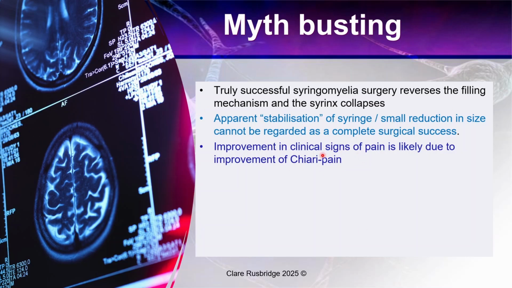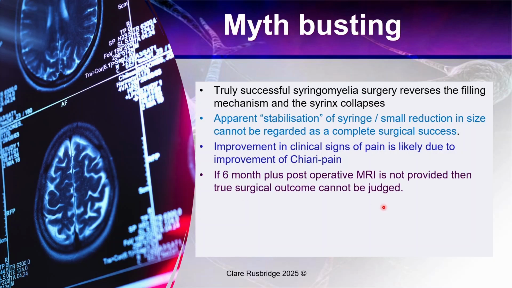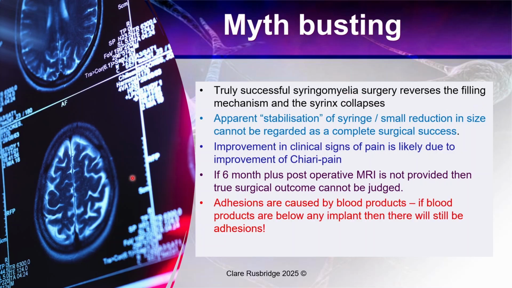And again, that is why the indication of the surgery is severe Chiari pain, because you can have an improvement of clinical signs of pain. Also, if people are saying that they're getting good results with surgery, I would question that if they're not publishing their post-operative MRIs, because as I've said before, it will reverse the filling deficit. The other thing is that adhesions are caused by blood products. And so whether or not you have an implant in there doesn't mean that there aren't adhesions, because adhesions occur where there's blood, and unless you have a completely bloodless surgery, you'll still have adhesions.